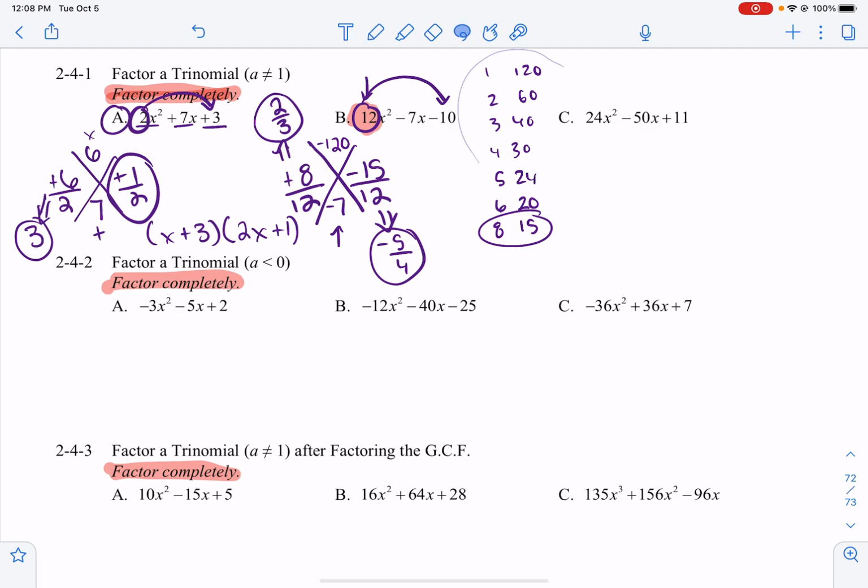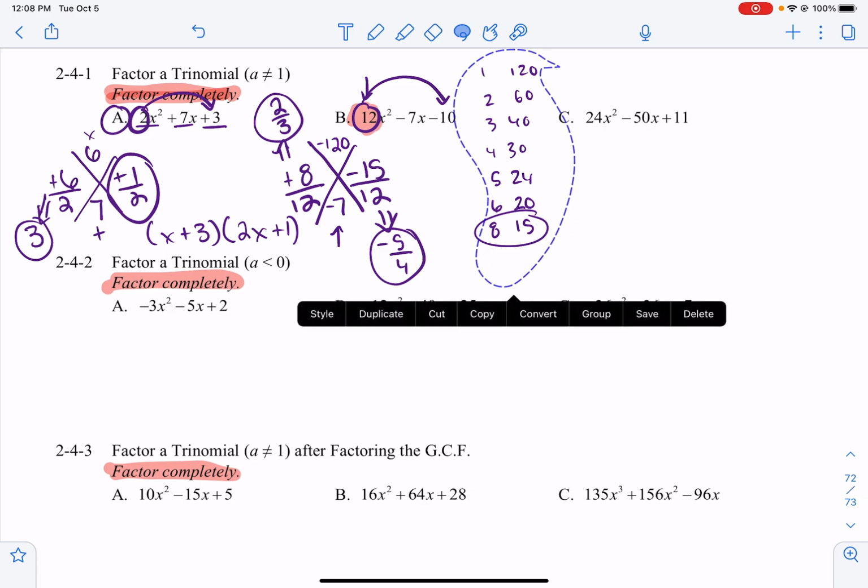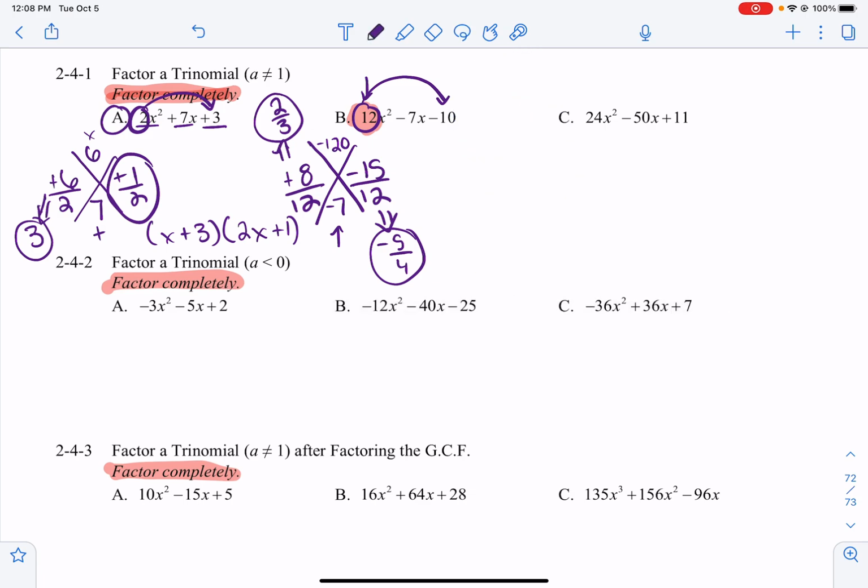So my answer is, let's do this one first. So the 3 goes to the front. The 2 goes after the x. And my bottom one, the 4 goes in front of the x, and then minus 5 comes after. So 4x minus 5.